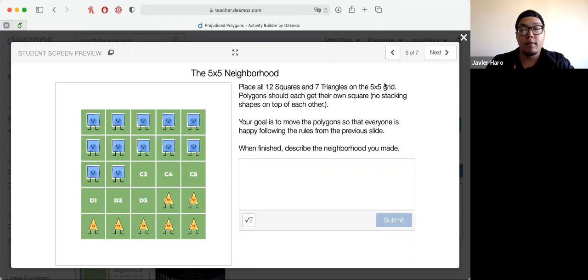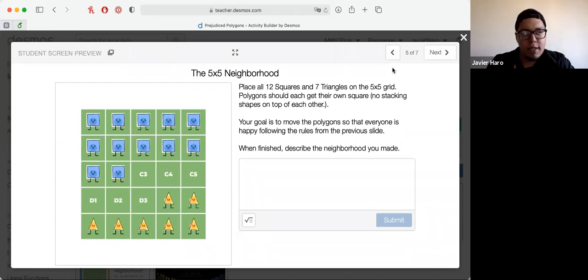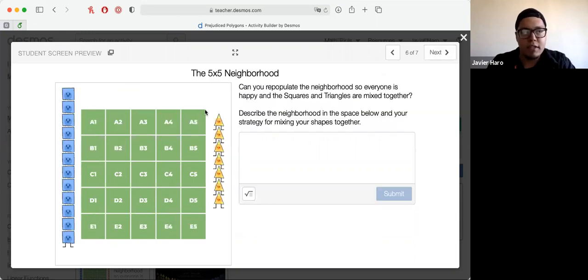So what Spencer is saying, we want squares to be neighbors with triangles and triangles to be neighbors with squares. They don't all have to be, but we want them to be a little bit more mixed, right? Right now we have a bunch of triangles on one side, a bunch of squares on the other side. Is there a way to make everyone happy so that at least a good amount of them are neighbors with each other? Can we do that? Let's go to the next slide. That's what we want to do with the next slide.